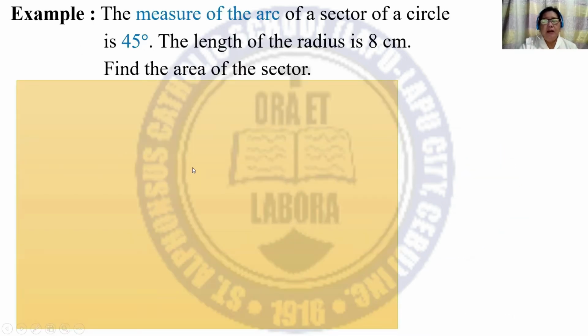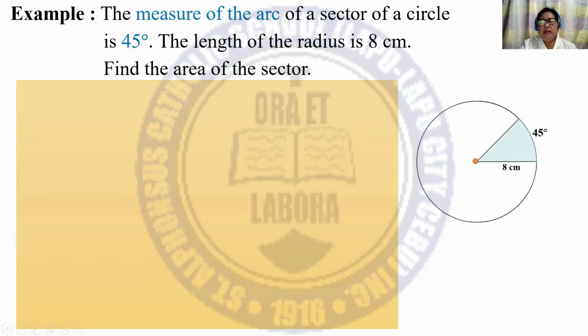The measure of the arc of a sector of a circle is 45 degrees. The length of the radius is 8 cm. Find the area of the sector. This is the illustration. Given the minor arc equivalent to 45 degrees and the radius is 8 cm. Using the formula, area of a sector is equal to M, which is the measure of the arc, over 360 degrees times pi r squared. Then we have to substitute 45 degrees to M and 8 to R.